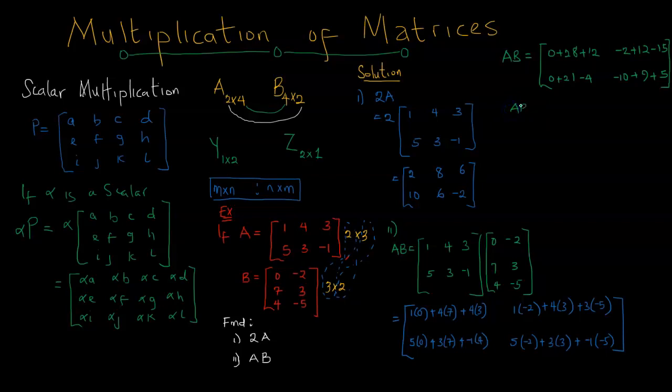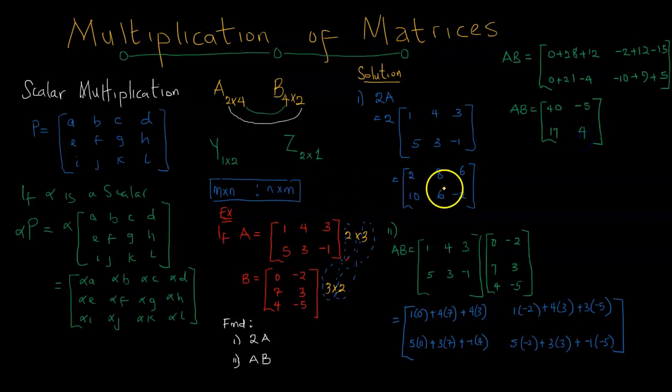Therefore, our final answer, AB, is going to be equal to 28 plus 12. This is 40. Minus 2 plus 12, that's a plus 10. Minus 15, that's a negative 5. Then 21 minus 4 is 17. Negative 10 plus 9, that's a negative 1. Plus 5, that's a positive 4.